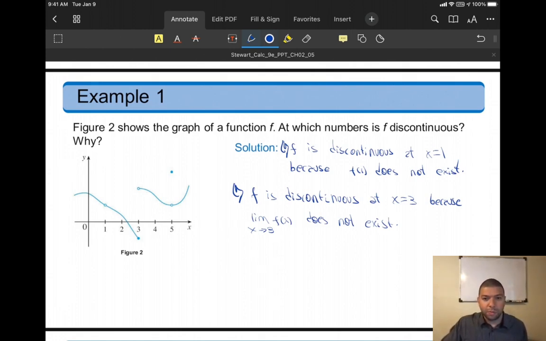Okay? So remember, we had 3 different things that we needed. We needed the limit to exist, we needed f of a to exist, and we also need both of these to be equal. And that's the reason why f is discontinuous at 5.